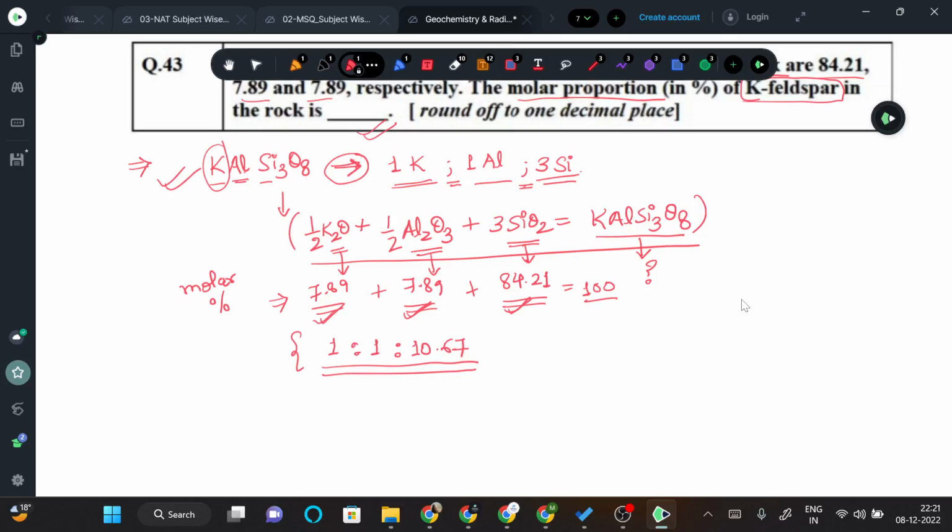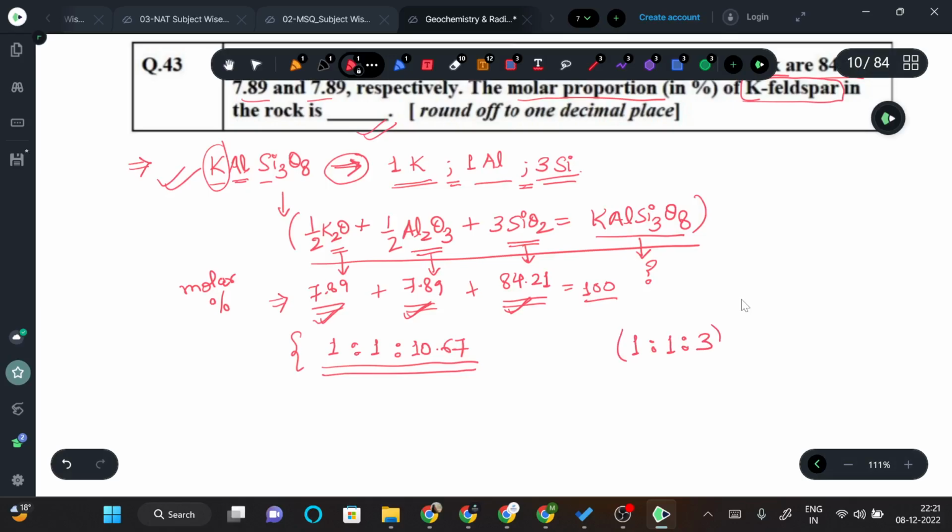But in reality, what is the ratio that is required to form K-feldspar? Can anyone tell me? What will be the potassium aluminum silicon ratio for KAlSi3O8 to be formed? What is required? The required one is 1 is to 1 is to 3. Yes, right.